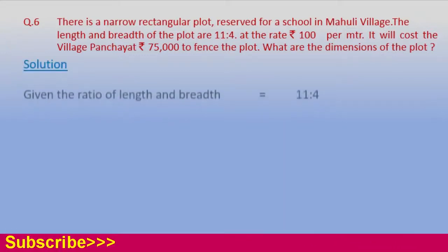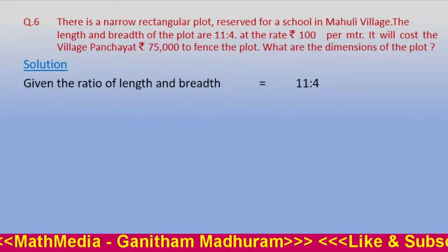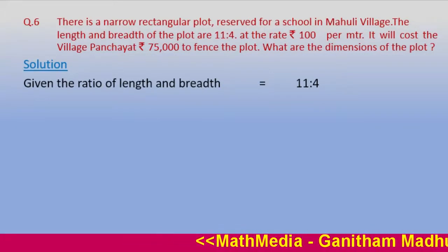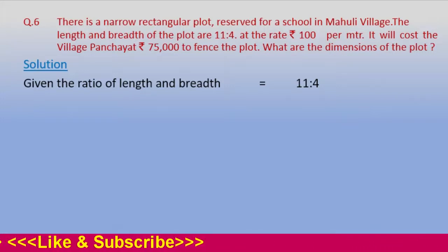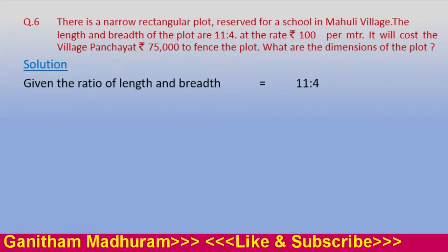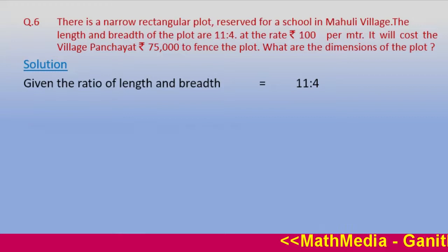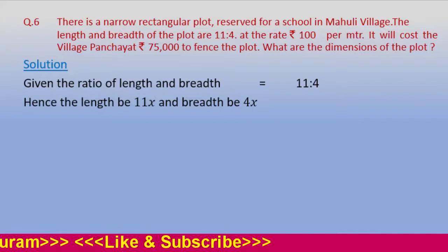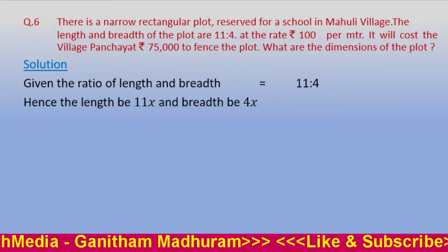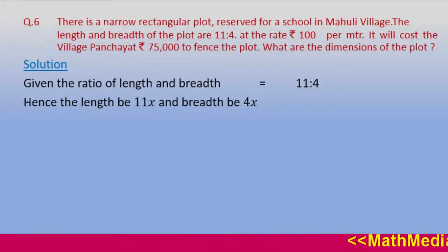Let's solve. What is given in the question? We will write it first. Given the ratio of length and breadth is 11:4. Whenever it is given in ratio form, the first one is length and the second is breadth. So we can write the length as 11x and breadth as 4x, because we have to find the dimensions of the plot. Dimensions of the plot are length and breadth.